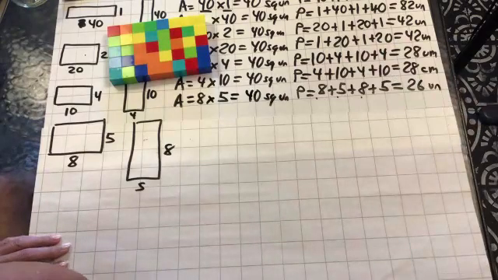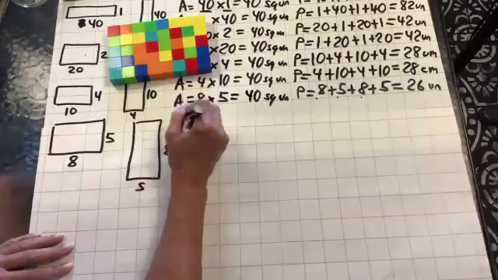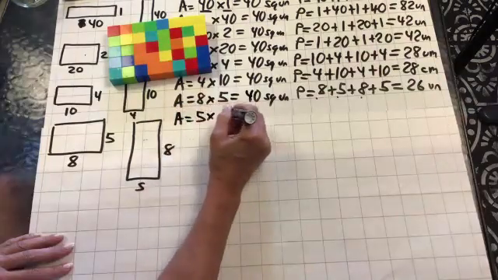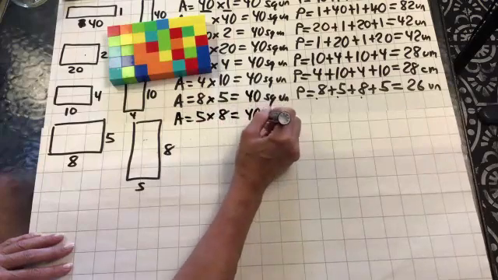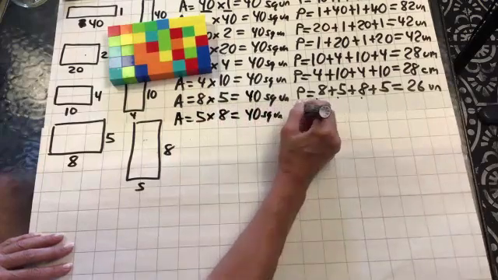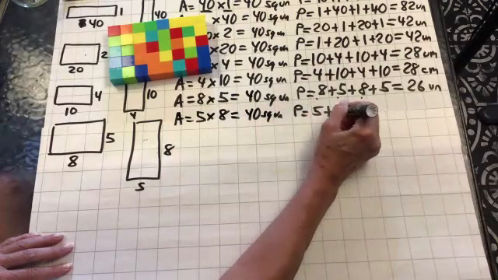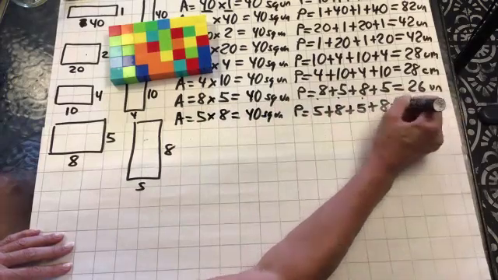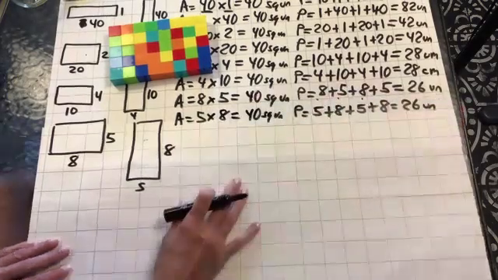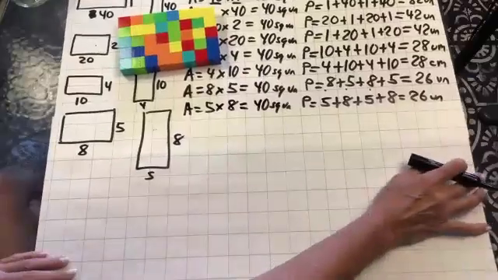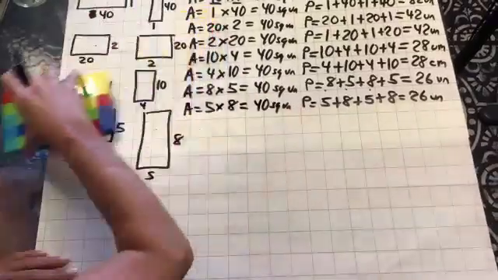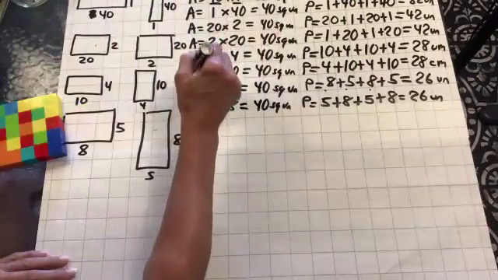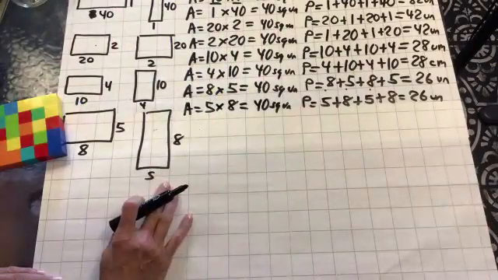So that only broke it off to 16. Yep, that's it. All right, next one. 5 times 8 equals 40 square units. And our perimeter would be 5 plus 8 plus 5 plus 8, which is 26 units. All right. And then I think that's it. 1, 2, 3. Yep, there was 4 factor pairs.